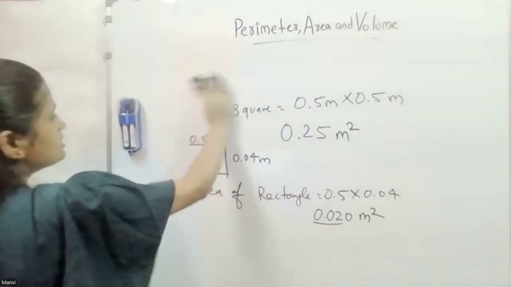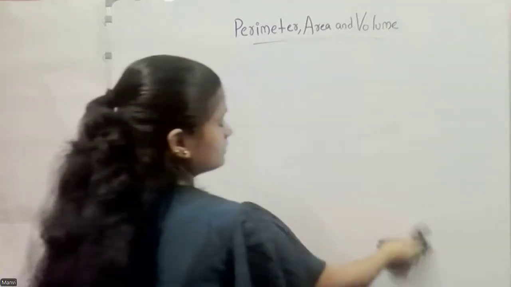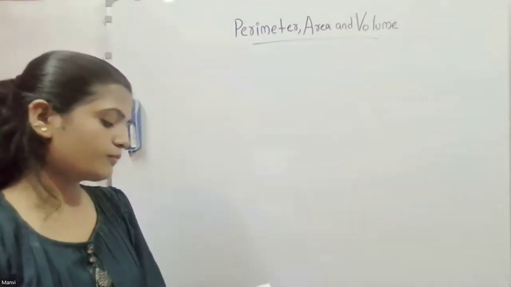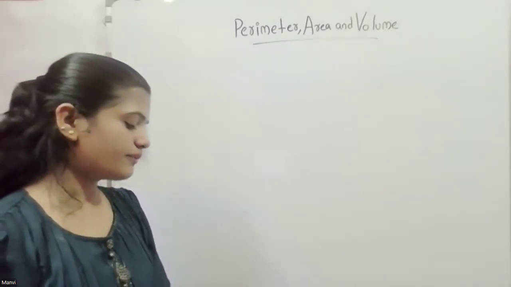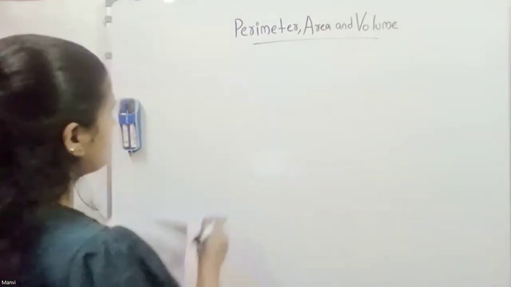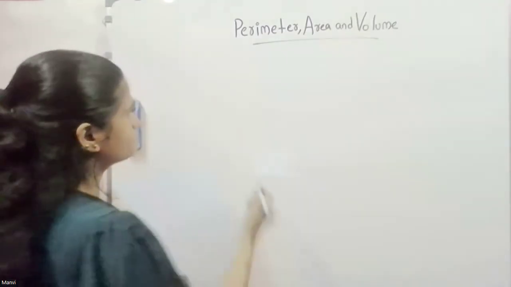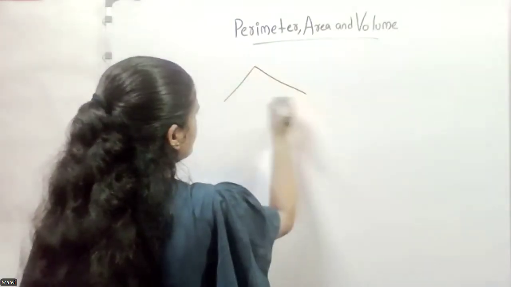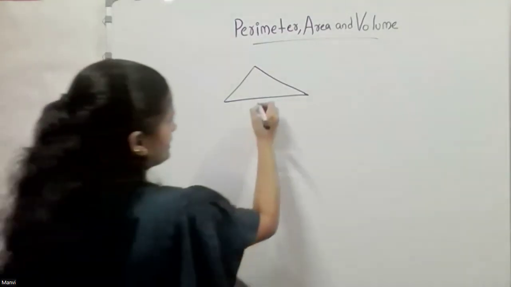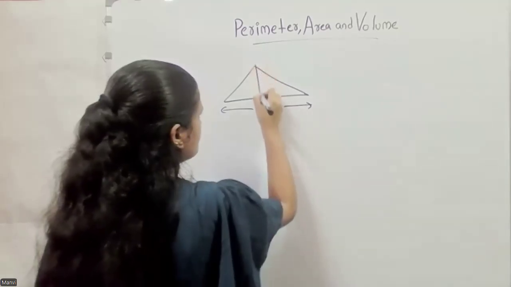Now we're moving towards different shapes. We calculated the area of a rectangle, then parallelogram, then trapezium, and so on. For calculating the area of a triangle, we must have the base and the height. This is the triangle. So the area of the triangle equals what? This is the base, and that is the height.